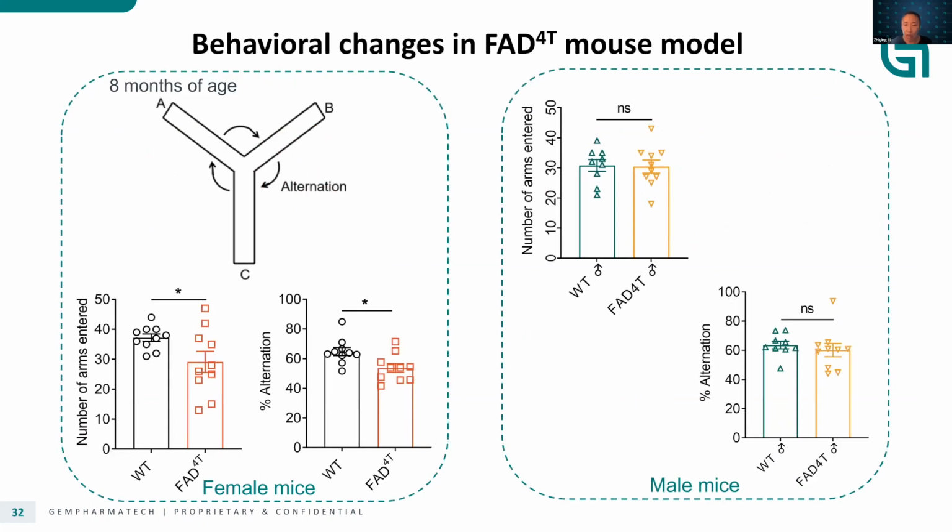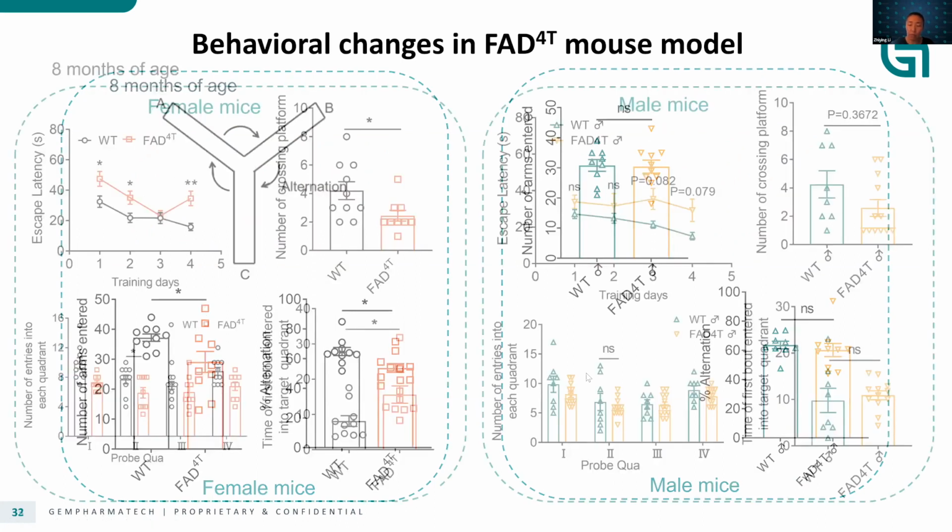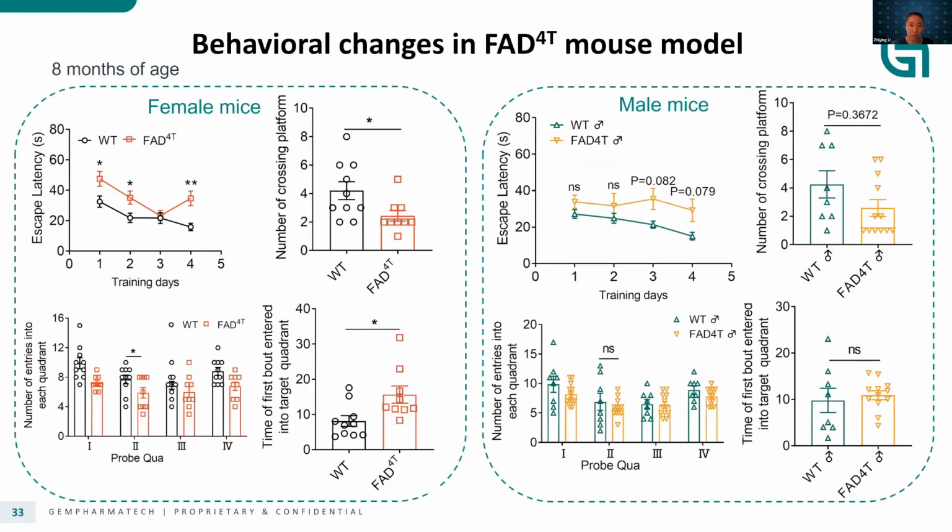And then in the Y maze analysis, what we're trying to show is whether the animal can remember where it has been prior to entering the second arm of the Y maze. As you can tell, among the females, the FAD mice seem to remember less where they were. There's a trend in the male, but it's not different between the FAD versus the wild type.